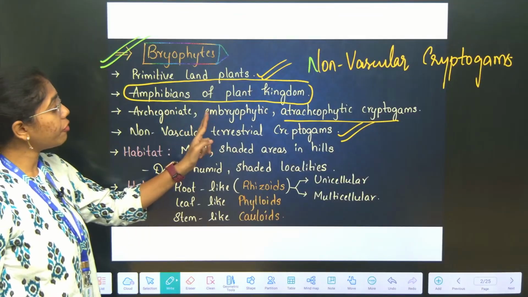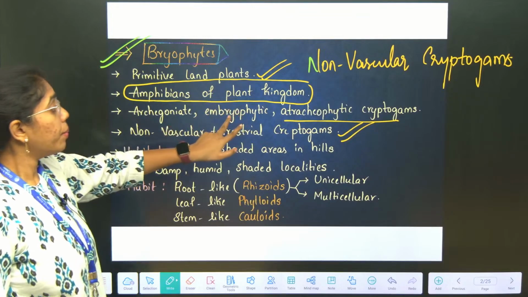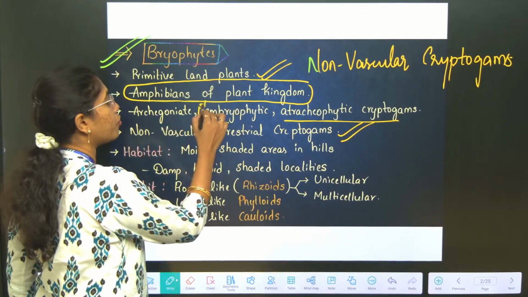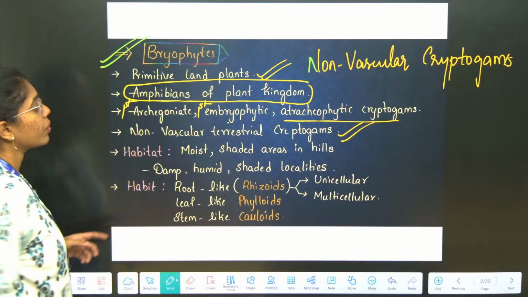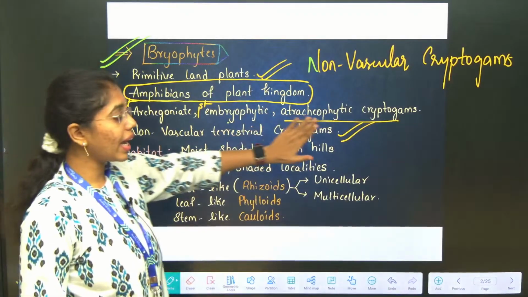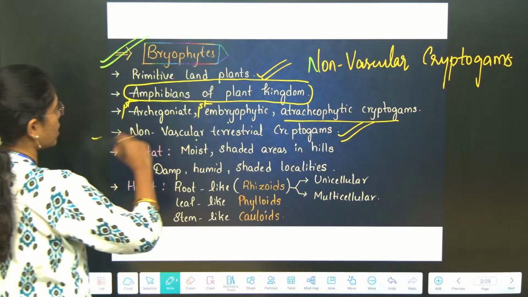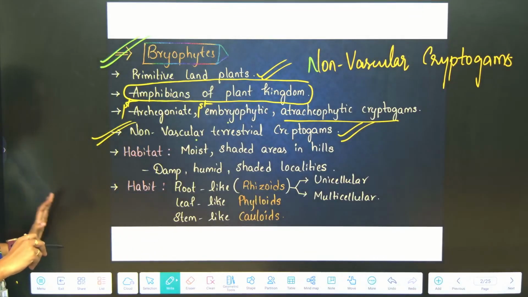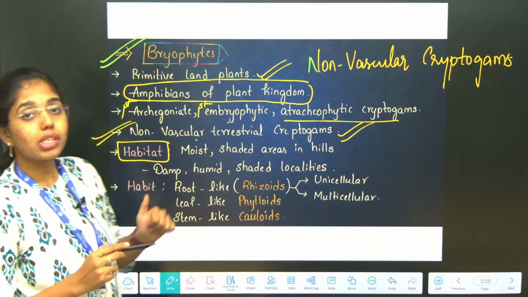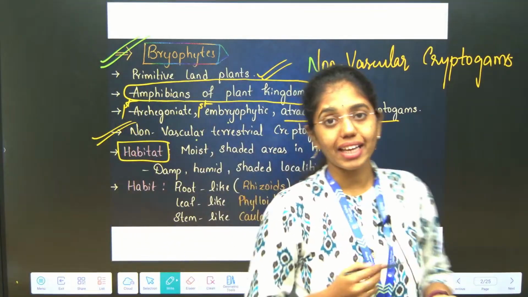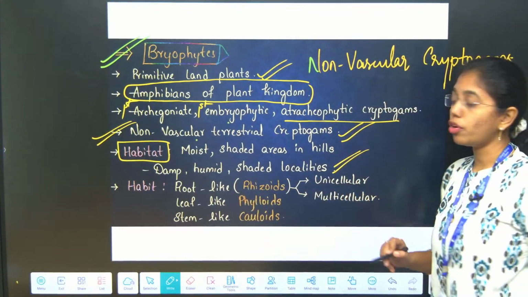Okay, and these are the first embryophytes. What are the first embryophytes in plant kingdom? Bryophytes are the first embryophytes in the plant kingdom, and they are the first archegoniates also. Archegoniate, embryophytic, atracheophytic, non-vascular terrestrial cryptogams. Remember the terms carefully. When we look into the habitat of bryophytes, they mostly grow in shaded areas like on hills. Damp, humid, shaded localities, bryophytes are found.